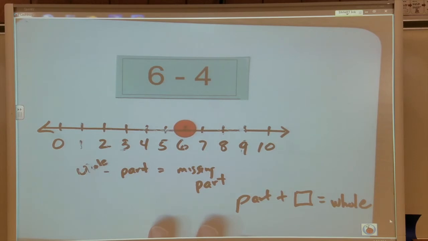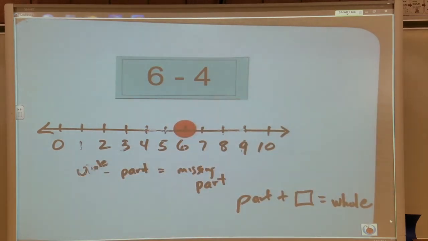How many did you jump? I jumped 2. What's the answer to the problem? 2. What's the missing part? 2. So all of that language is really encouraged to wrap their brains around this really profound understanding that once we are in 2nd grade and 3rd grade, where we are finding differences on the number line, we're allowed to do that because of the inverse relationship between addition and subtraction.